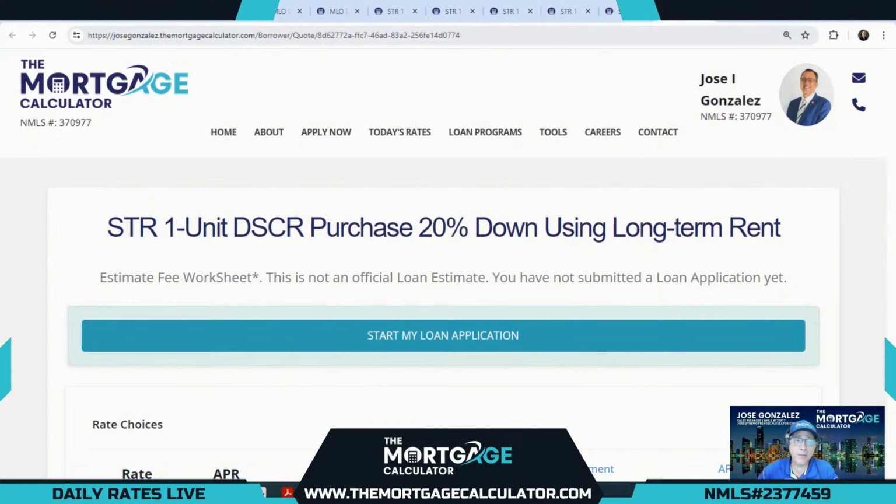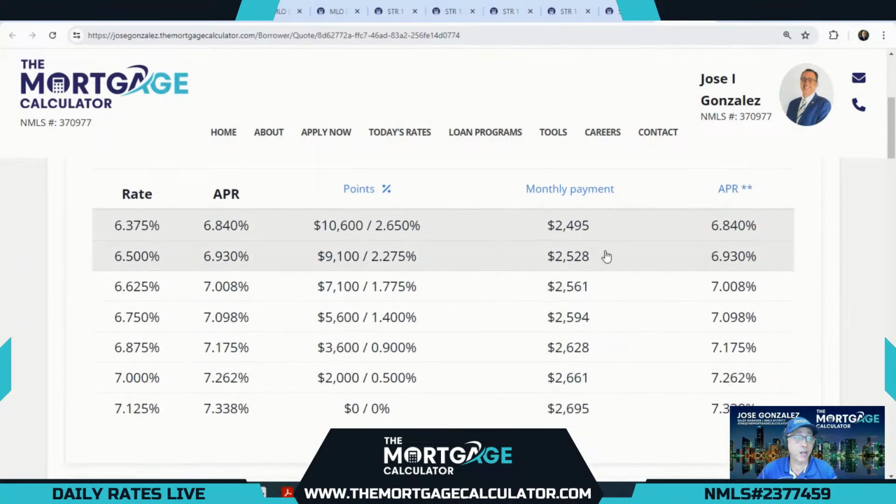Now, the reason I'm stating if the long-term rent works is because when we do use short-term rental specifically, there will be additional restrictions. The minimum DSCR required may increase depending on the option selected. And I'll bring that up on the ones that I will be sharing with you using actual short-term rental income. In this case here, we're assuming that the long-term rent works. So we're looking at the 20% down option.